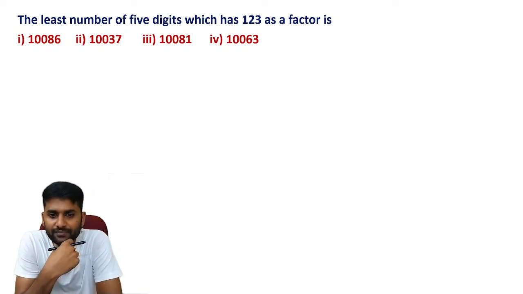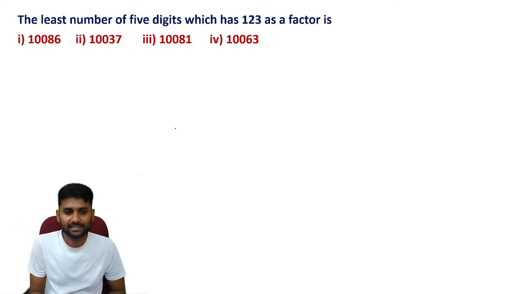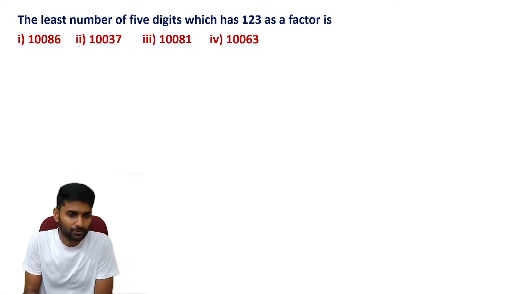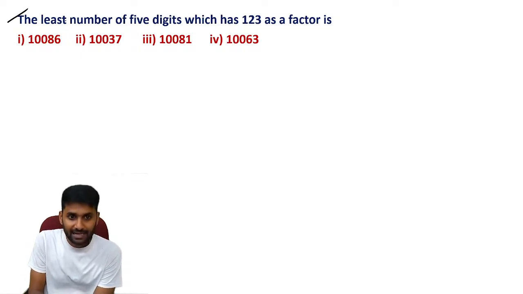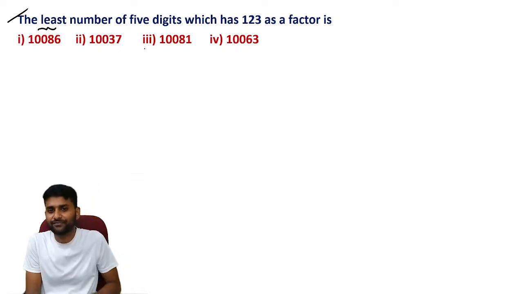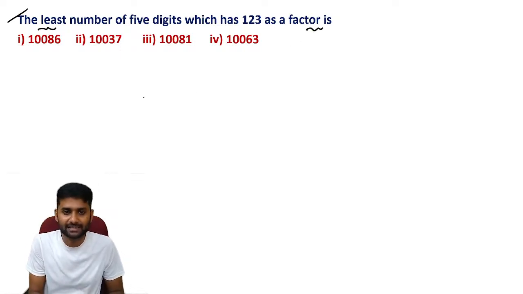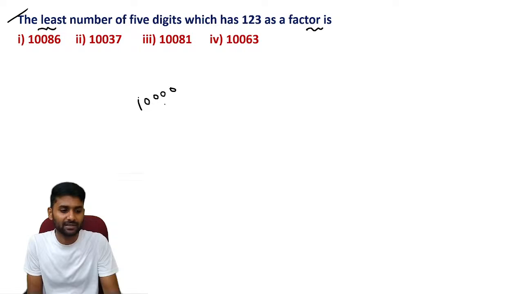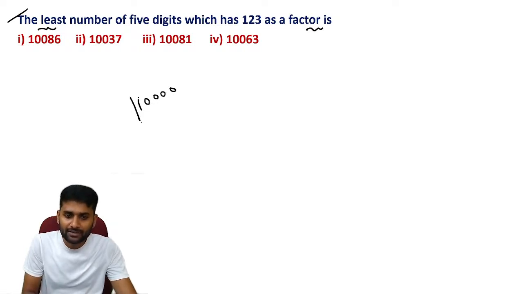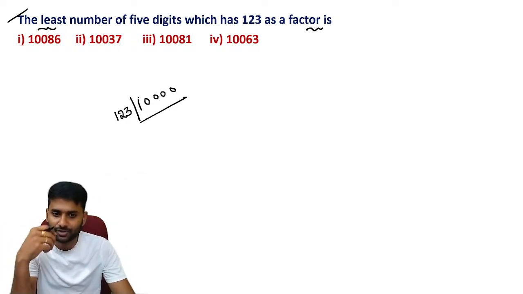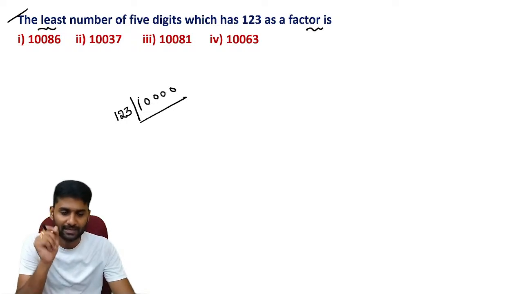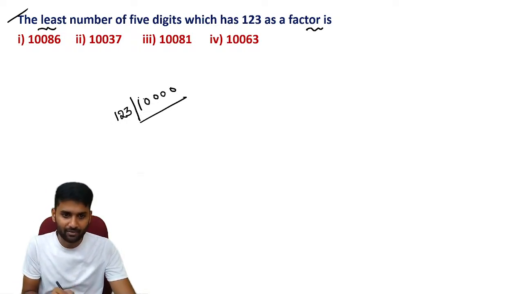The least number of 5 digits which has 123 as a factor. Now see, first identify that the least 5 digit number is 10,000. Now if you divide 10,000 by 123 and get 0 as a remainder, then definitely 10,000 is exactly divisible by 123. Let's verify whether it is exactly divisible by 123 or not.